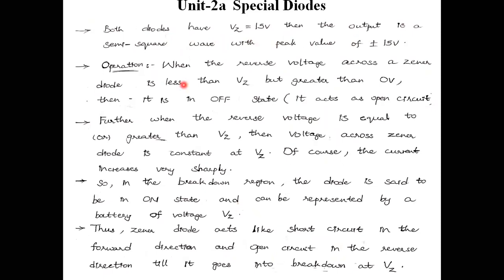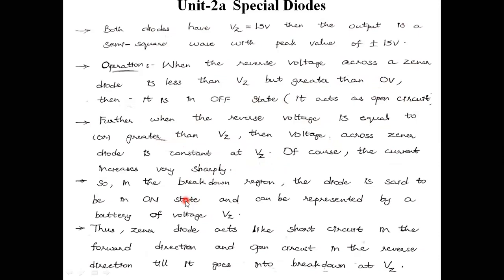The operation is given as follows. When the reverse voltage across a Zener diode is less than Vz but greater than 0 volts, then it is in the off state. It acts as an open circuit. Further, if the reverse voltage is equal to or greater than Vz, then the voltage across the Zener diode is constant at Vz. Of course, the current increases very sharply.